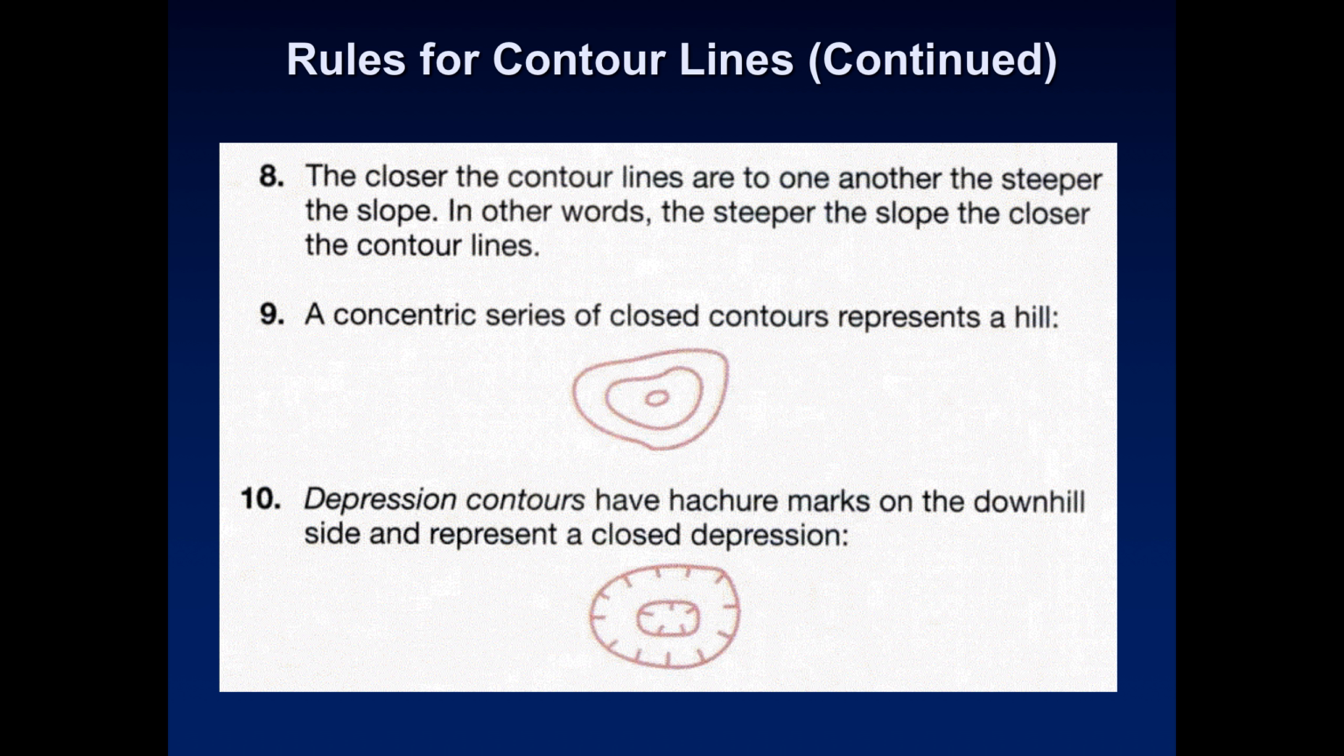So if you see a concentric series of closed contours, this represents a hill, shown here. If you see contours that are closed, but they have these little, what we call hachure marks, that's showing you that it's actually a depression, like a little basin or a bowl shape.